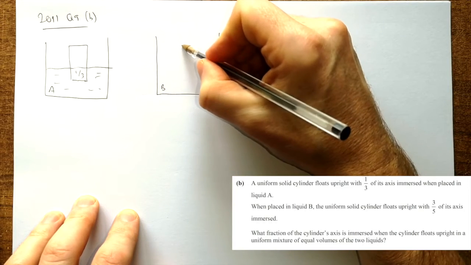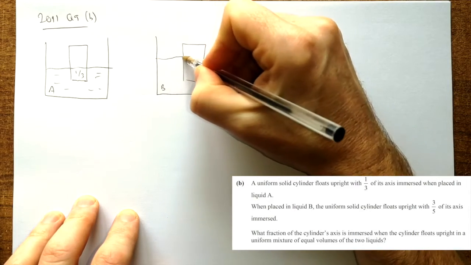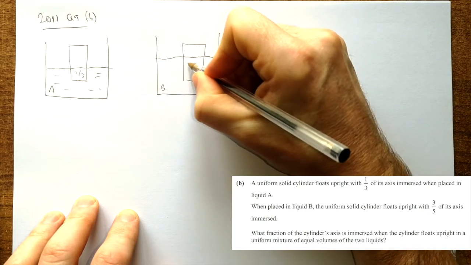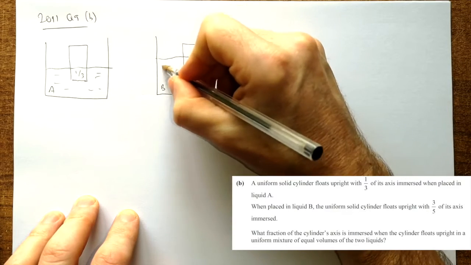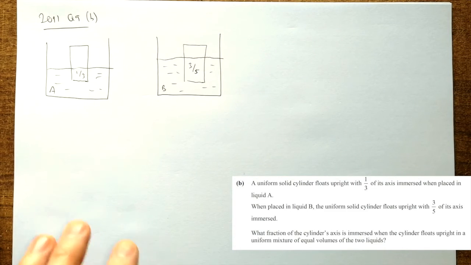When it floats in this one, it sinks down a little bit further. And there it is. Okay, and that's 3/5 underwater. Now, if I was doing this really nicely, the levels would be the same, but it doesn't matter too much for this drawing. Okay, so what are we going to know about it?